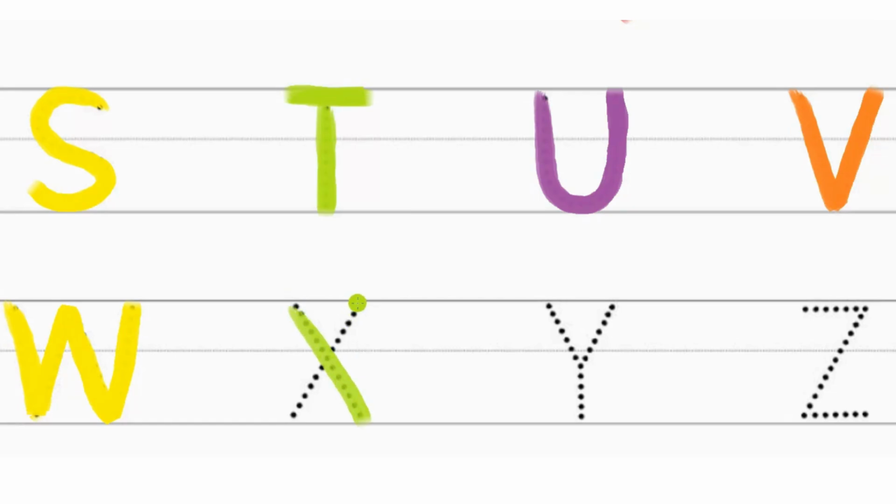X is written like this. Let's write Y now. Add a smaller V and then pull a line like this. Wow, we have come to the last alphabet, and that's Z. To make Z, write like this.